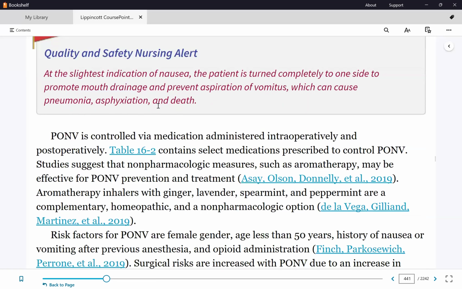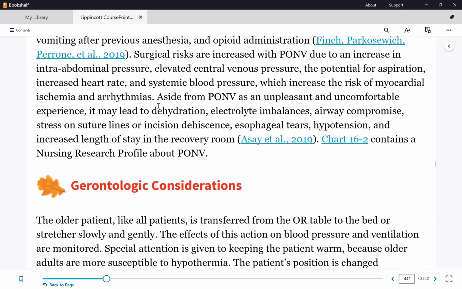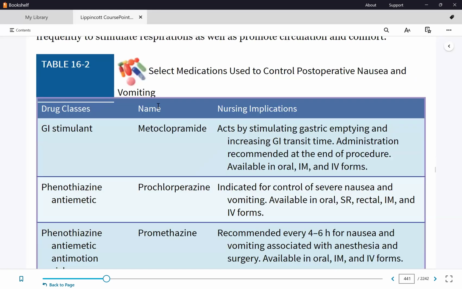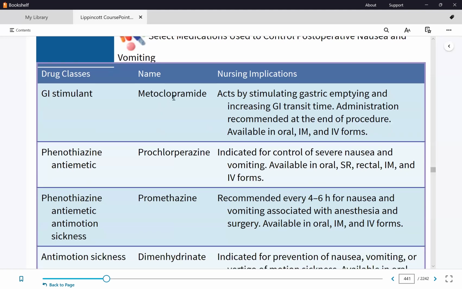We have medications that are, actually we have a list here. So most post-op patients will have multiple antiemetics ordered. They work differently. Now, key here is you have to know which one to give for what type of nausea.